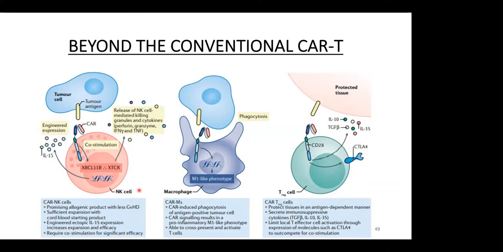So especially in solid tumors, the number of CAR-NK trials is really high. We also have CAR macrophages. Here, when the signaling happens, the macrophage shifts into an M1-like phenotype, which is a pro-inflammatory phenotype. This causes CAR-induced phagocytosis of the infected cell.